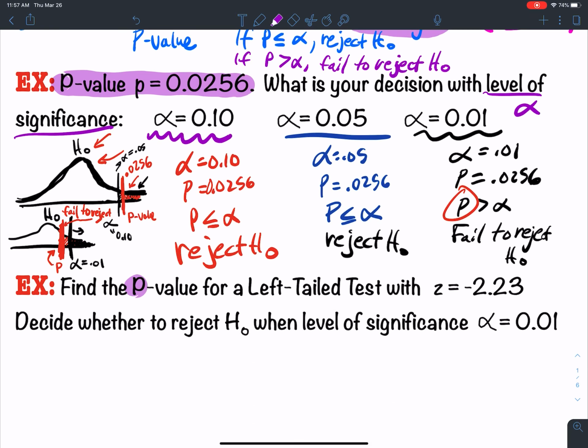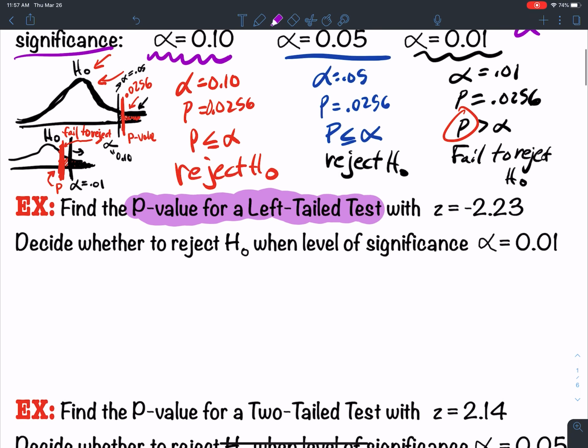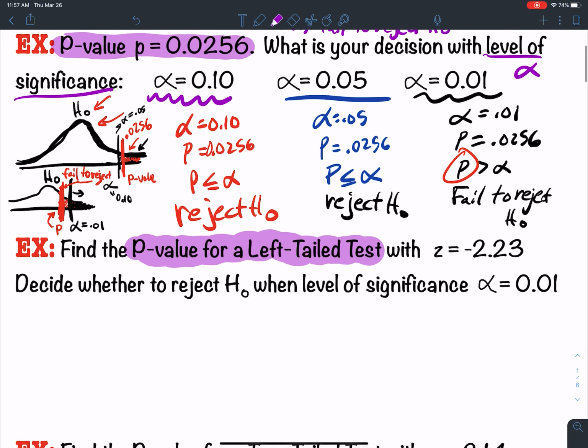Find the P value for a left-tailed test. Okay, so P value for a left-tailed test. What do we need to do first? First, I need to draw a picture. Now, what does a left-tailed test tell me? All that tells me is whenever I draw my line, I shade to the left. That's all it tells me.